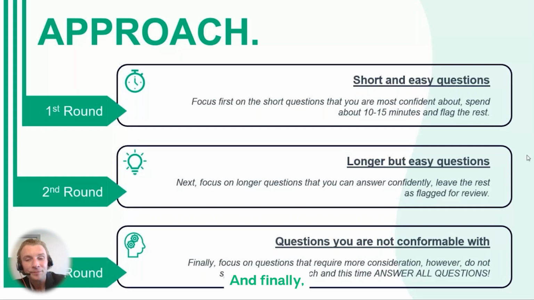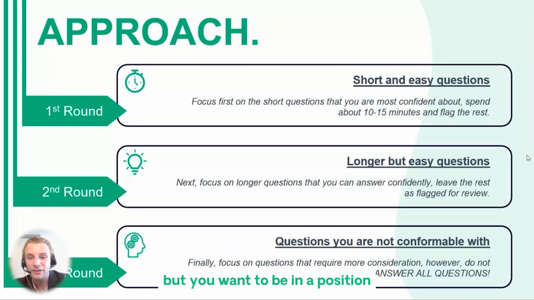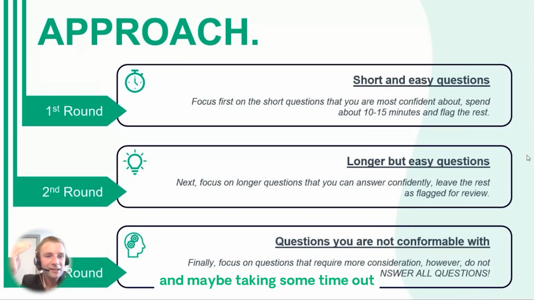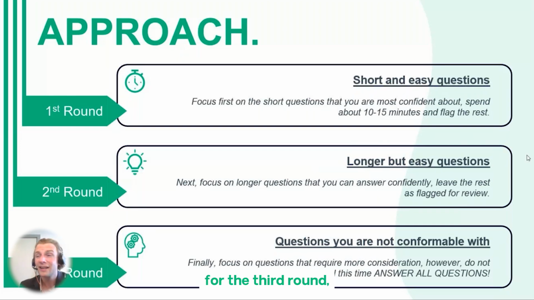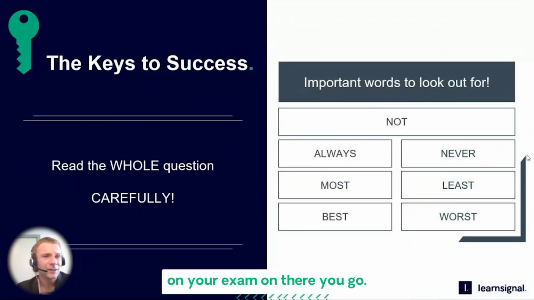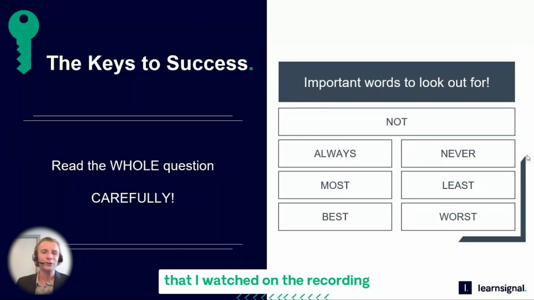And then third and finally, as I said, this is so key for your expectation coming to your F2 exam, so that there will be some not very comfortable questions, but you want to be in a position that you answer all of the questions so that it gives you the best possible chance. And maybe taking some time out of those first two areas that we talked about, rounds 1 and 2, as you can see on the screen, to allocate a bit more time for the third round, answering all the questions and giving it your best go. But please expect there to be some tricky areas on your exam on there. You go, was that just a paragraph in the text? Was it just a line on one of the slides that I watched on a recording?